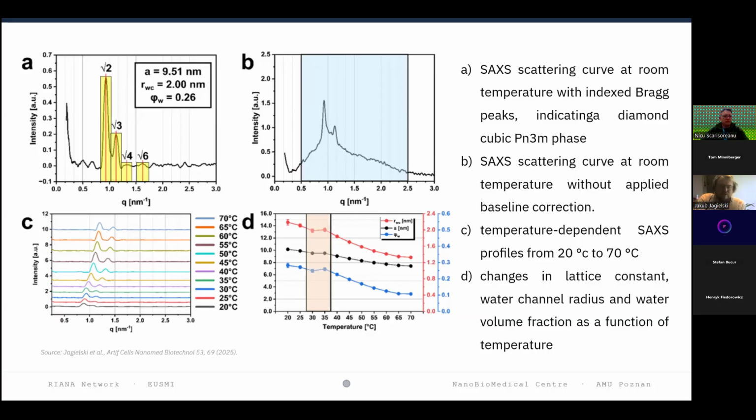And for each temperature, for each SAXS scattering curve, we quantified changes in lattice parameter, water channels, and the water volume fractions. And you can see that in a range between 25 and 35 degrees Celsius, there is a pronounced transition region where the structural reorganization is most rapid, potentially reflecting a change in the chain melting state or phase boundary.